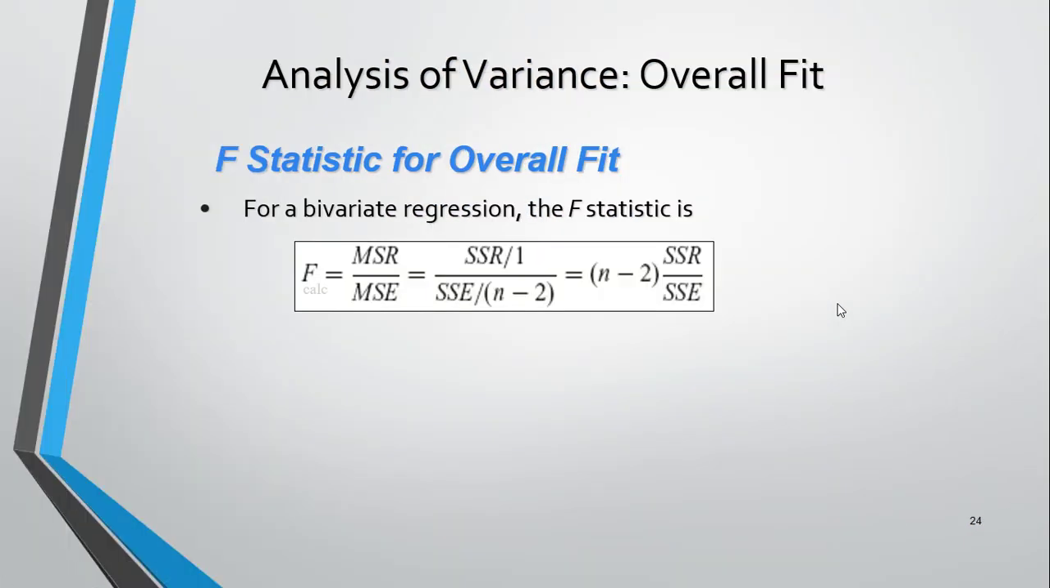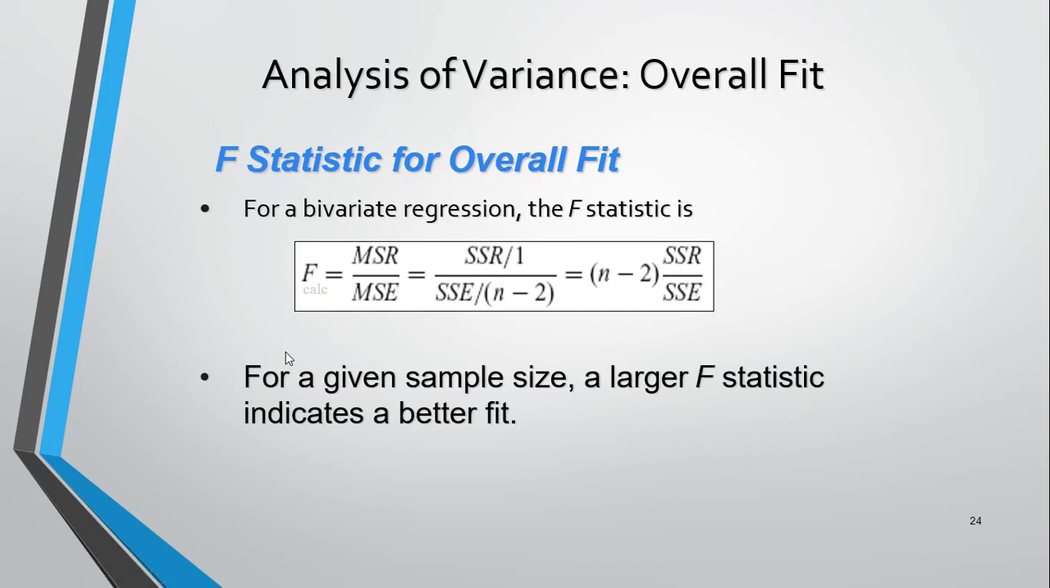And then we can use the F statistic test, just like we did in ANOVA for the overall fit. For bivariate regression, the F test statistic is MSR, mean square regression, over mean square error. The degree of freedom of regression is 1. The degree of freedom of error is n minus 2. So it's n minus 2 times SSR over SSE. That's your calculated F statistic.